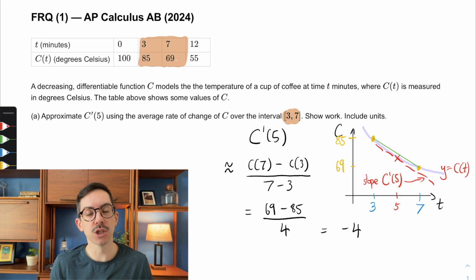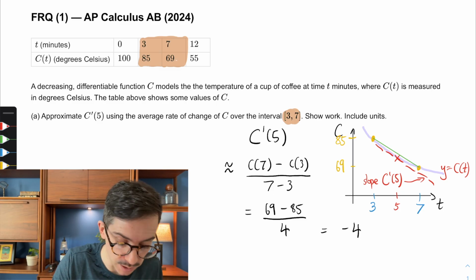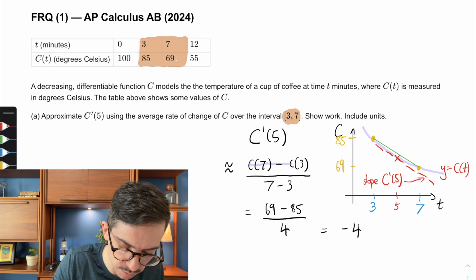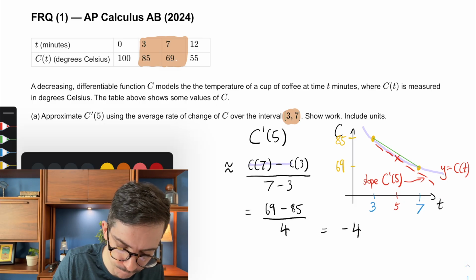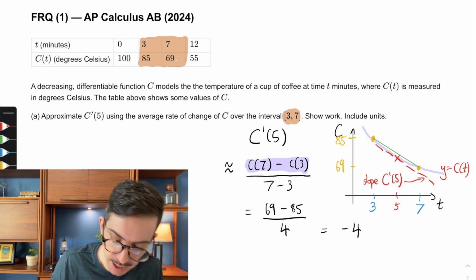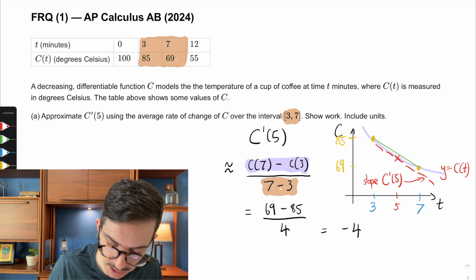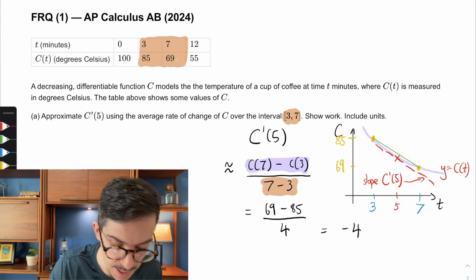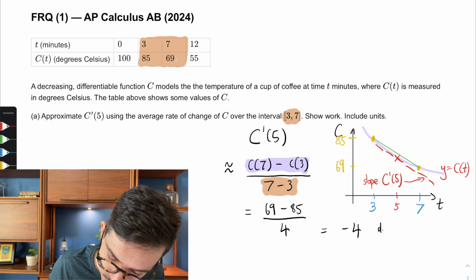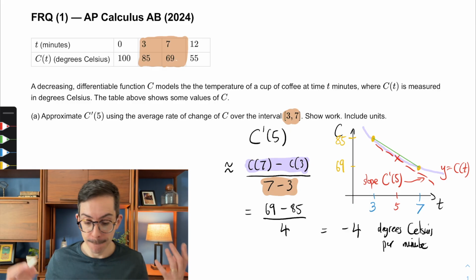We were told to include units. If we look at the quotient that we set up, the numerator is measured in degrees Celsius. That's what they told us. The denominator is time, measured in minutes. So our units are going to be degrees Celsius per minute. Okay, so we're done.